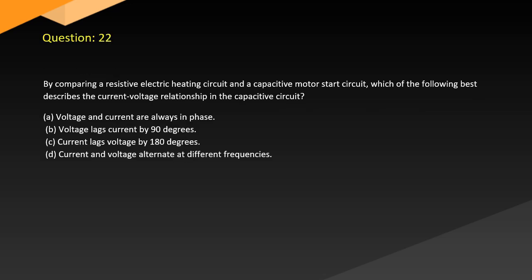Question 22. By comparing a resistive electric heating circuit and a capacitive motor start circuit, which of the following best describes the current voltage relationship in the capacitive circuit? A. Voltage and current always in phase. B. Voltage lags current by 90 degrees. C. Current lags voltage by 180 degrees. D. Current and voltage alternate at different frequencies.